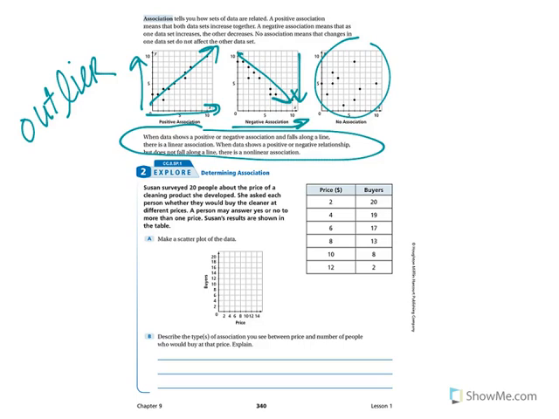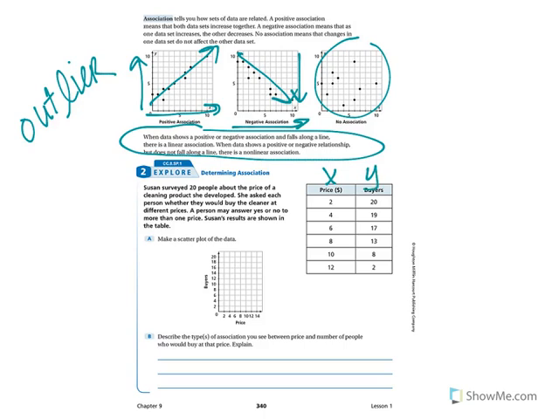All right, so let's take a look at number 2. Susan surveyed 20 people about the price of a cleaner product she developed. She asked each person whether they would buy the cleaner at different prices. A person may answer yes or no to more than one price. Susan's results are shown in the table. All right, so we have the price and then we have the buyer. So the price is going to cause changes in how many buyers.